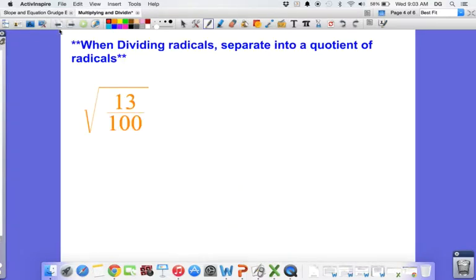So when dividing radicals, it's a very similar process, okay? Except what we're going to do is separate the fraction into a quotient of radicals. So what I have here is a radical and a fraction inside. What we can do is make this into the division of radicals. So I have the square root of 13 over the square root of 100.